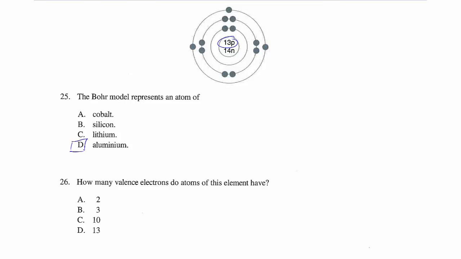So, number 26, how many valence electrons do atoms of this element have? The valence electrons are, of course, the electrons in the outer shell. So if we count, we've got 1, we've got 2, we've got 3 valence electrons. The reason that matters, of course, is it's those electrons in that outer shell, that valence shell, that actually participate in chemical reactions, either in an ionic bond or a covalent bond by sharing.